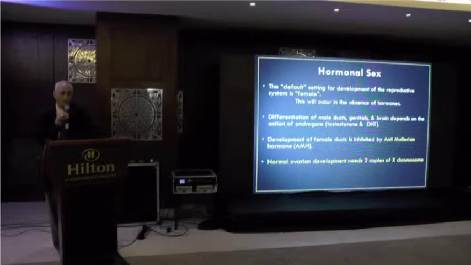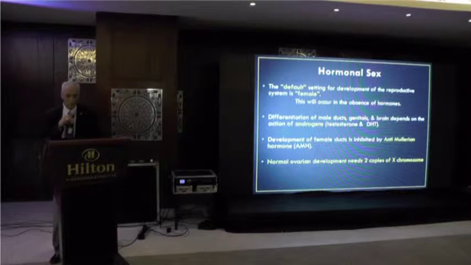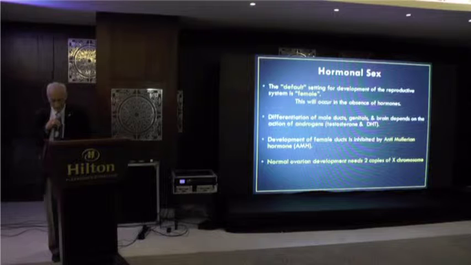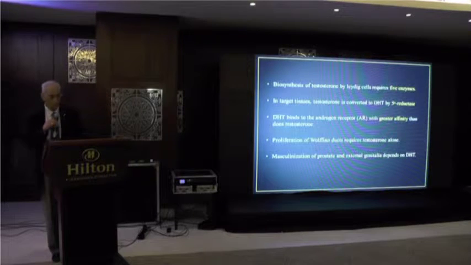I say female and not ovary, because the ovary does not arise by default. It needs 2 copies of the X chromosome. Differentiation of male ducts depends on the action of androgens, and development of female ducts is inhibited by anti-Mullerian hormone, which has been called anti-Mullerian substance. Normal ovarian development needs 2 copies of the X chromosome.